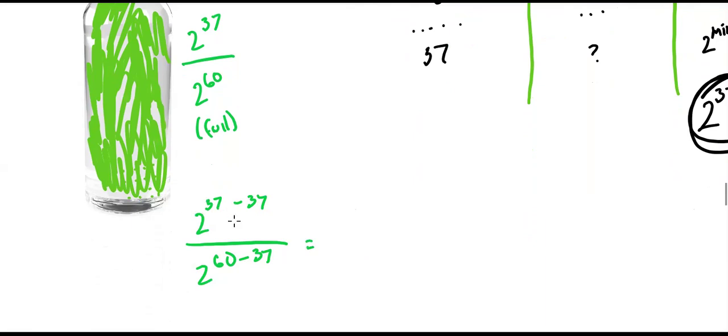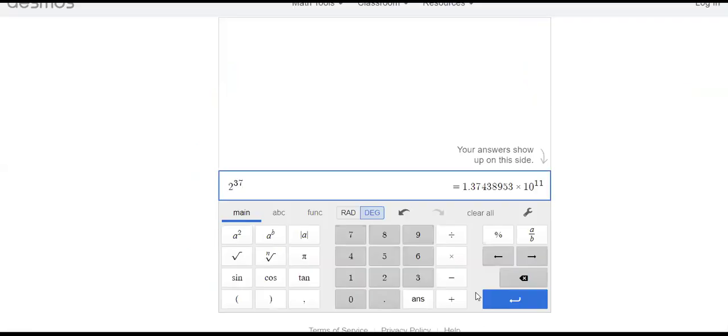So 2 to the power of 37 minus 37, 37 minus 37, 0. And then 2 to the power of 60 minus 37, that's 23. 2 to the power of 0 is just 1. And then 2 to the power of 23, let's find out. Okay, big number, but not as bad as almost a trillion.